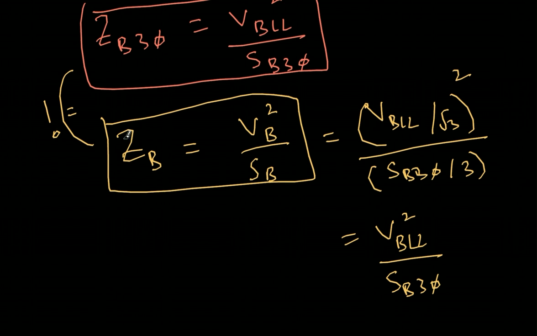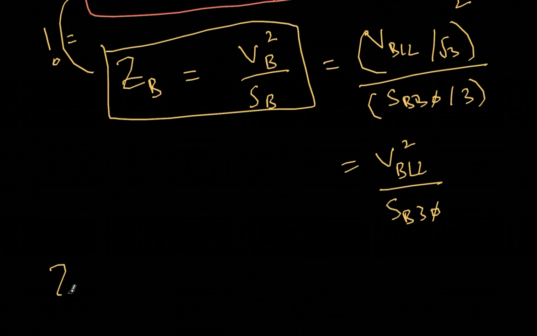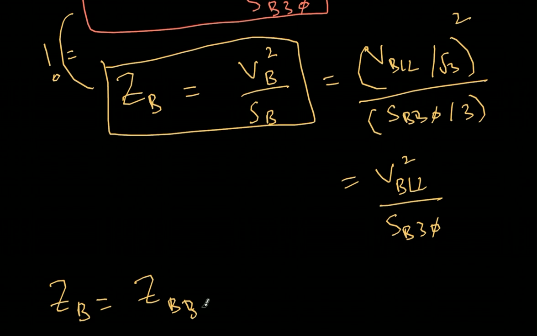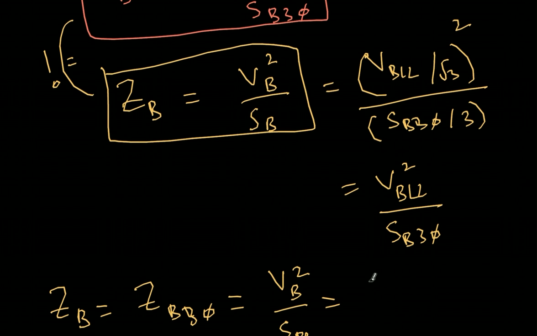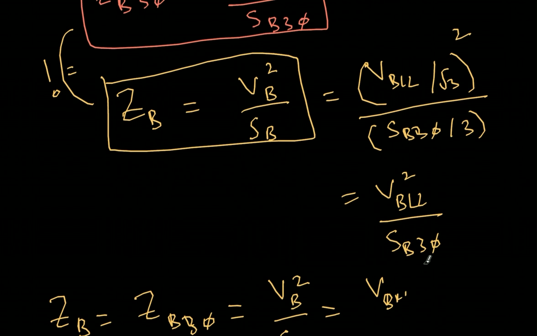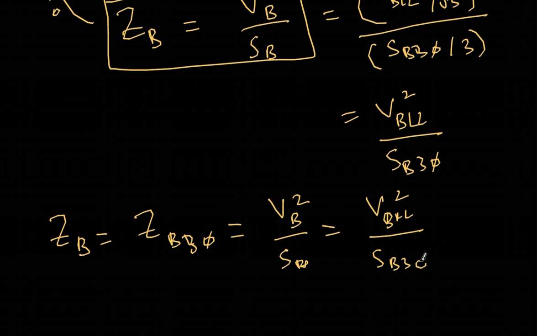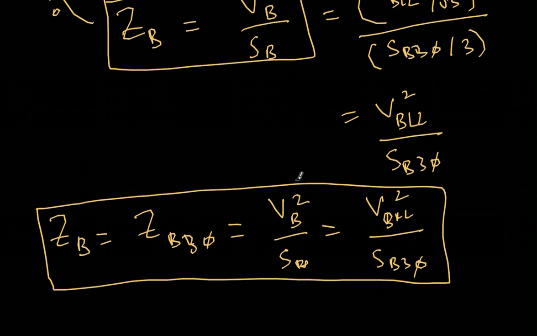So that is a surprising thing. For a 3 phase system, Z base is equal to Z base 3 phase. So the base impedance is the same whether it is a single phase system or a 3 phase system, and for the value I can use either the single phase voltage, or I can use the line to line voltage, that is V base line to line square divided by S base 3 phase. So this is again quite convenient when you're working in a 3 phase system.